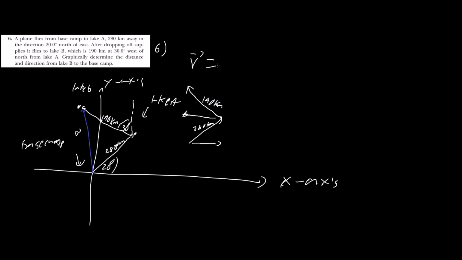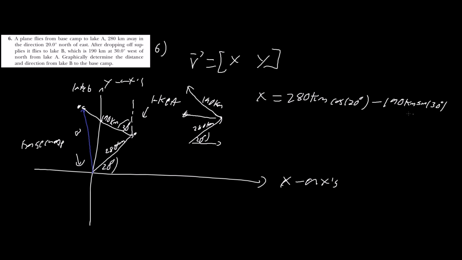So the vector is going to be, I'm going to define this to be x and y. Normally I don't call it that, but I will in this case. It's going to be 280 kilometers cosine of 20 degrees, and we're going to subtract. I'm going to take 60 degrees, or you could take sine of 30 degrees. It doesn't really matter. So I'm just going to take 190 kilometers sine of 30 degrees. If you're wondering why I'm putting sine, that's because sine is the opposite over the hypotenuse.